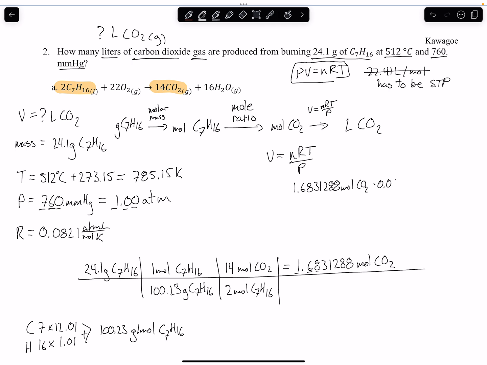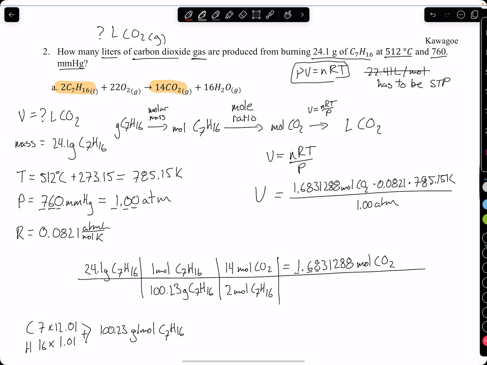And this is 0.0821, which is atmospheres liters per mole Kelvin. Temperature here is 785.15 K. That's hot. And I'm dividing by my pressure. So my pressure is 1 atmosphere. Great. So all of that will equal my volume in liters.